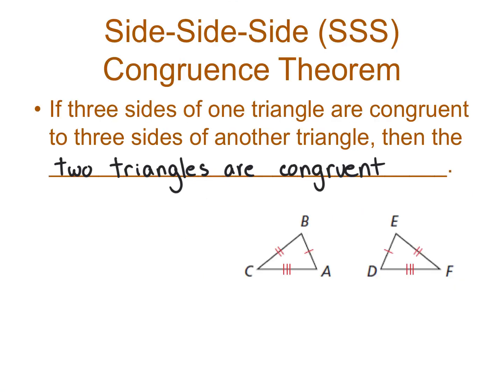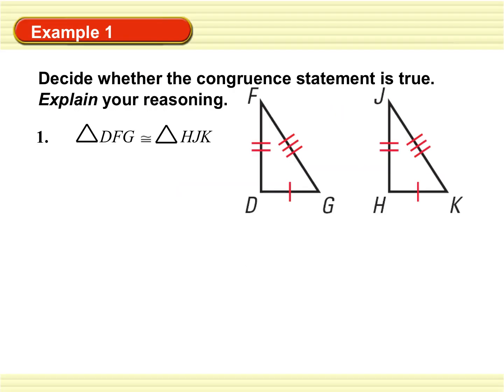Now, the side, side, side, or SSS, congruence theorem says that if three sides of one triangle are congruent to three sides of another triangle, then the two triangles are congruent. That means that with the tick marks, you have one tick mark equal to one tick mark, 2 to 2, and 3 to 3. That means all of the sides of the triangle are congruent to the sides of another triangle.